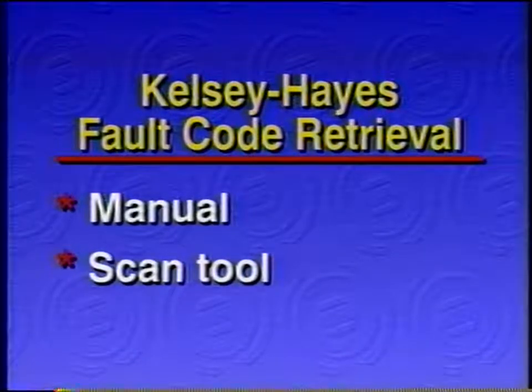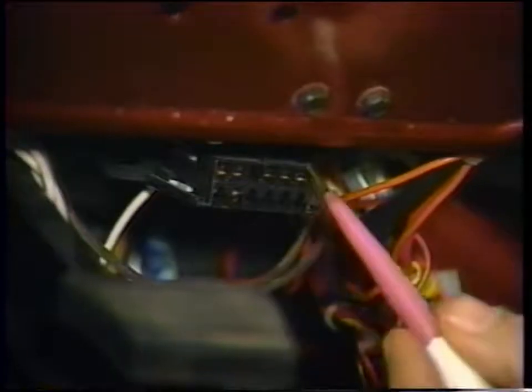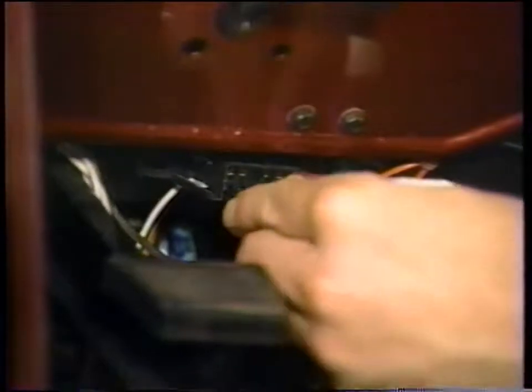On GM vehicles, fault codes can be retrieved manually or with a scan tool. Both methods use the ALDL connector. The manual technique involves jumping terminals A and H, or grounding terminal H. After grounding terminal H, 20 seconds or more may elapse before the code starts to flash out.